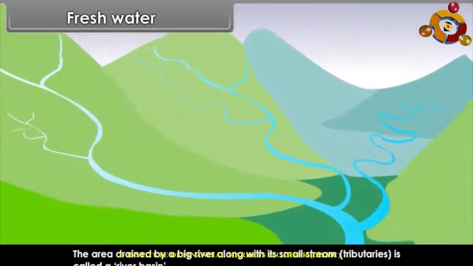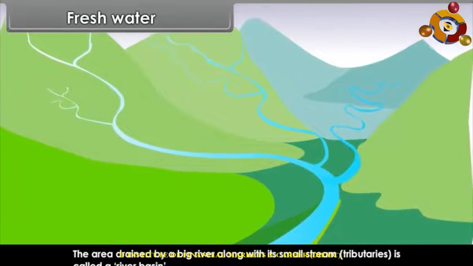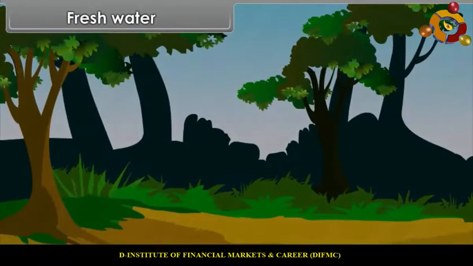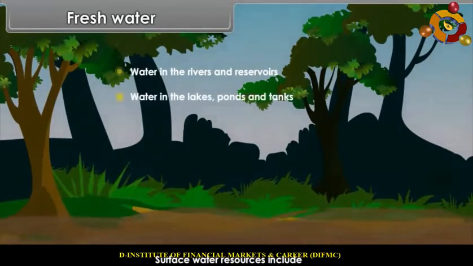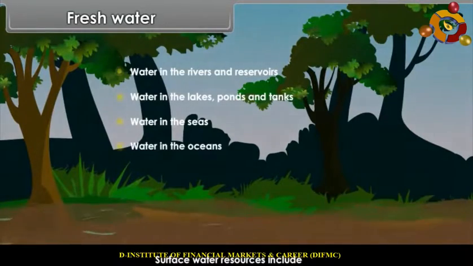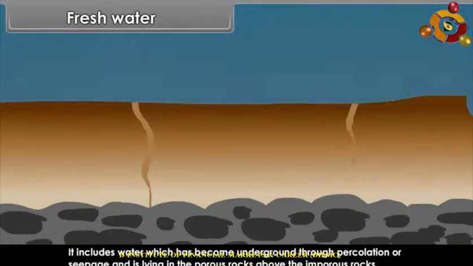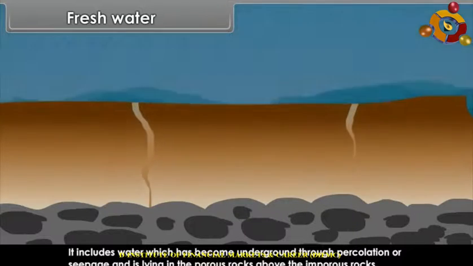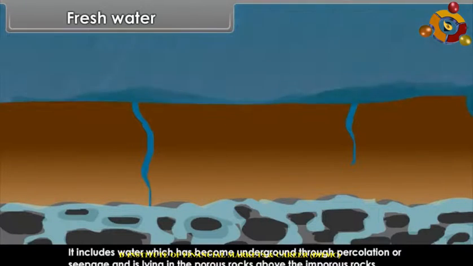The area drained by a big river along with its small streams, tributaries, is called a river basin. Surface water resources include water in the rivers and the reservoirs, water in the lakes, ponds and tanks, water in the seas, and water in the oceans. Now, let us understand what is underground water resource. It includes water which has become underground through percolation or seepage and is lying in the porous rock above the impervious rocks.